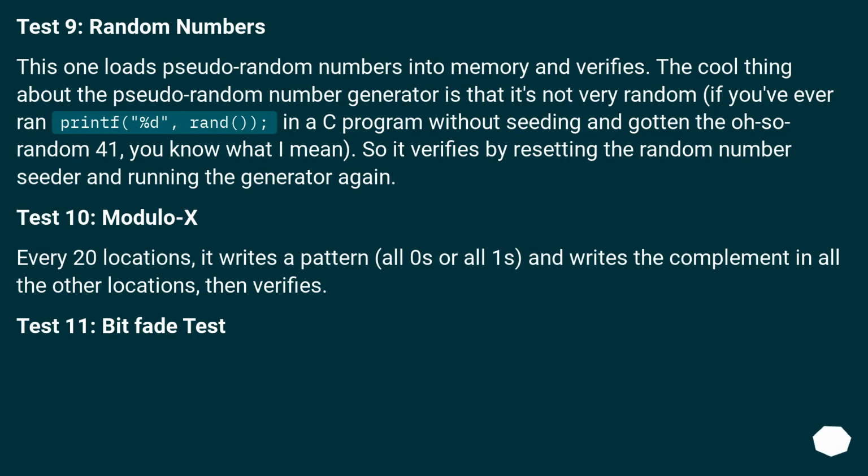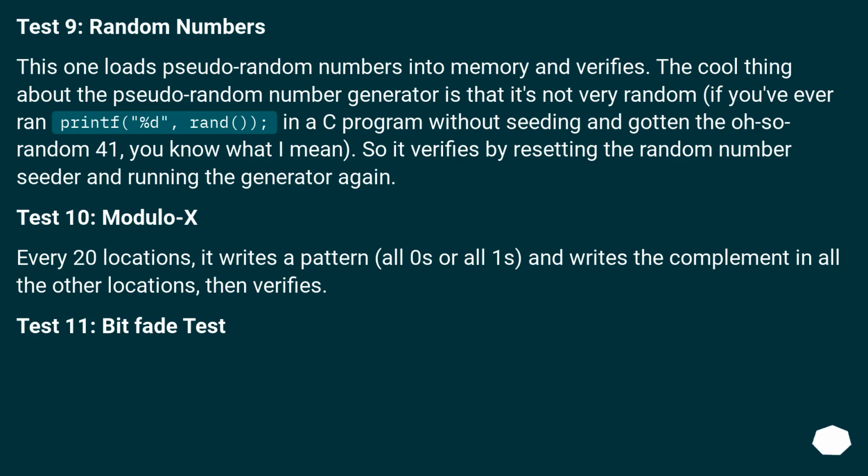Test 9, Random Numbers. This one loads pseudorandom numbers into memory and verifies. The cool thing about the pseudorandom number generator is that it's not very random. If you've ever run printf("%d", rand()) in a C program without seeding and gotten the oh so random 41, you know what I mean. So it verifies by resetting the random number seed and running the generator again.